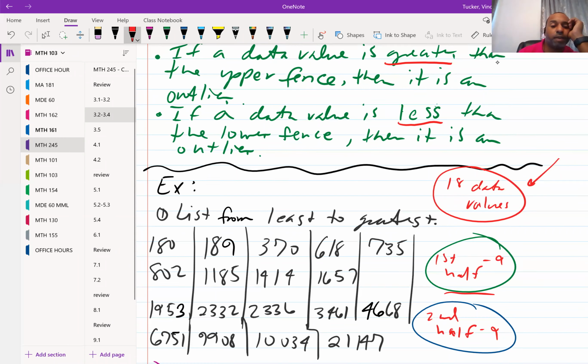Just reading off the data values. That's 180, 189, 370, 618, 735, 802, 1185, 1414, 1657. Then the second half is 1953, 2332, 2336, 3461, 4668, 6751, 9908, 10,034, and then 21,147.